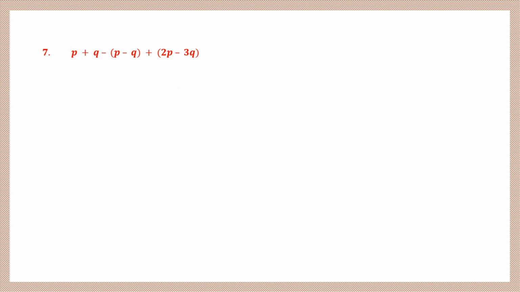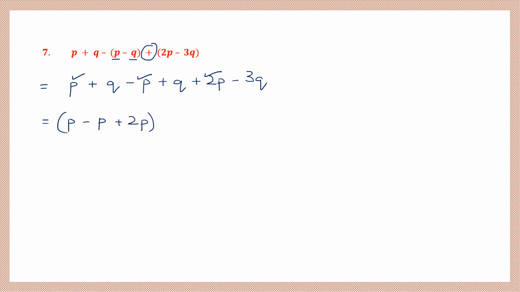Question 7. Let's write down everything, all the terms, and open brackets. So p plus q. Now we have minus before a bracket, so change the sign of all the terms inside. So that becomes minus p plus q. Now go to the next one. Here we have plus before a bracket, so no change in anything inside the bracket. So plus 2p minus 3q. So group all the p's together. We have p here, then minus p, then plus 2p. Now we can group the q's together. So I have plus q, one more plus q, and minus 3q.